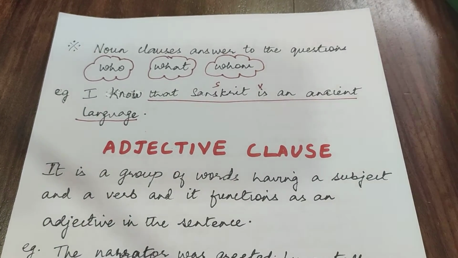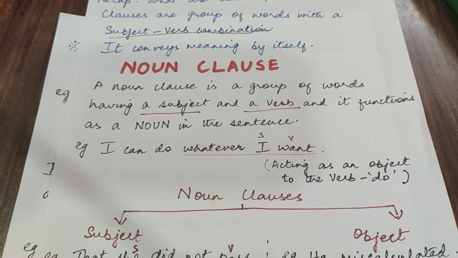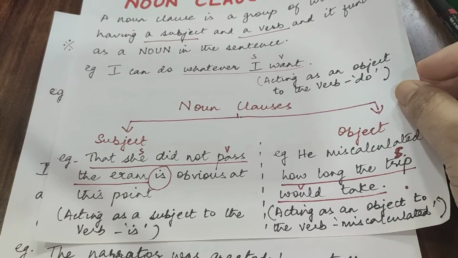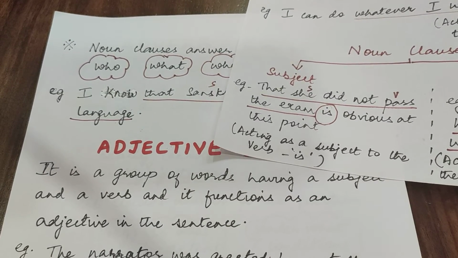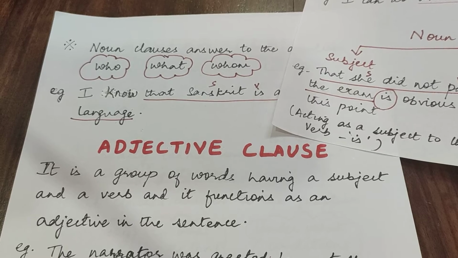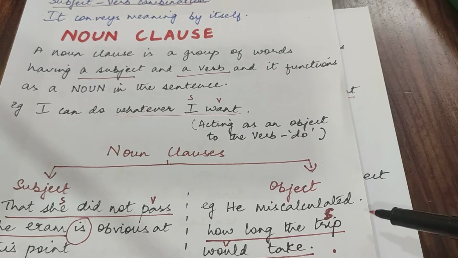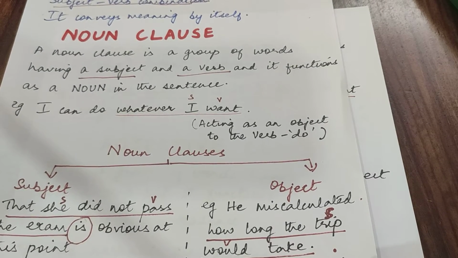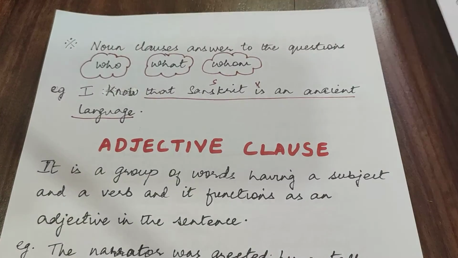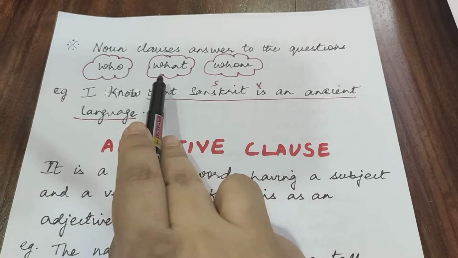Let us look at these two examples again. That she did not pass the exam is obvious at this point. What question will you ask? You will ask the question, what is obvious at this point? Then the next example, he miscalculated how long the trip would take. What did he miscalculate? So like this you will find the noun clause by asking a question starting with who, what or whom.